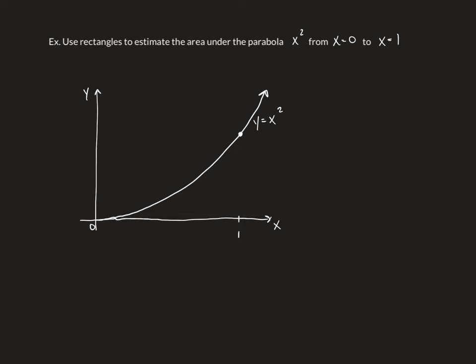So we're going to use rectangles to estimate the area under the parabola y equals x squared, which is drawn here, from x equals 0 to x equals 1. So here is x equals 1.